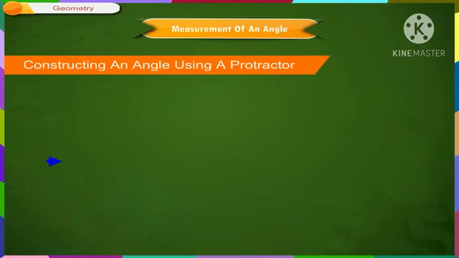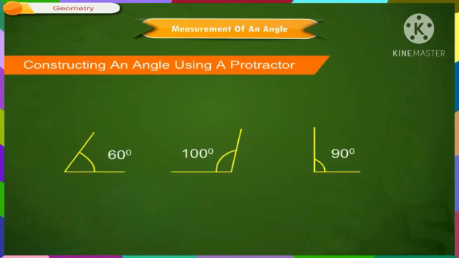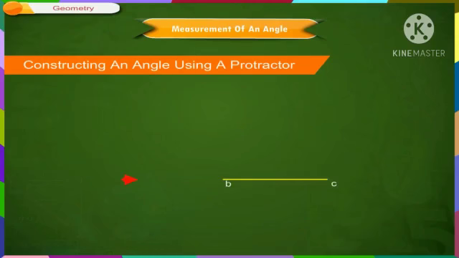Constructing an angle using a protractor. For constructing angles of any given measure, be it an acute, an obtuse, or a right angle, the simplest method is by using a protractor. Let us construct an angle of 120 degrees. The required steps are as follows.